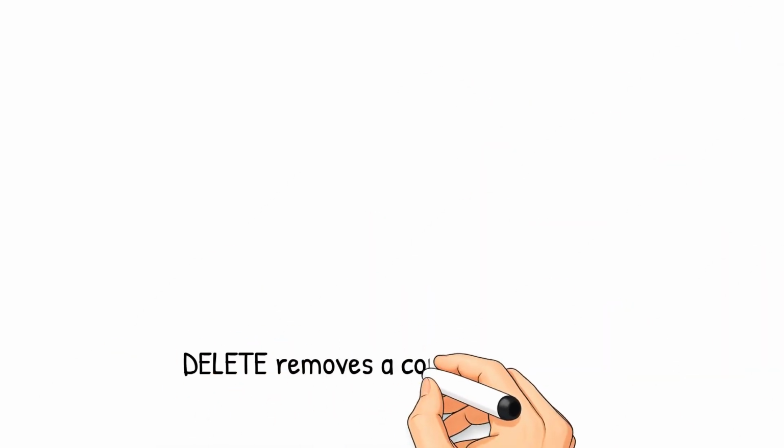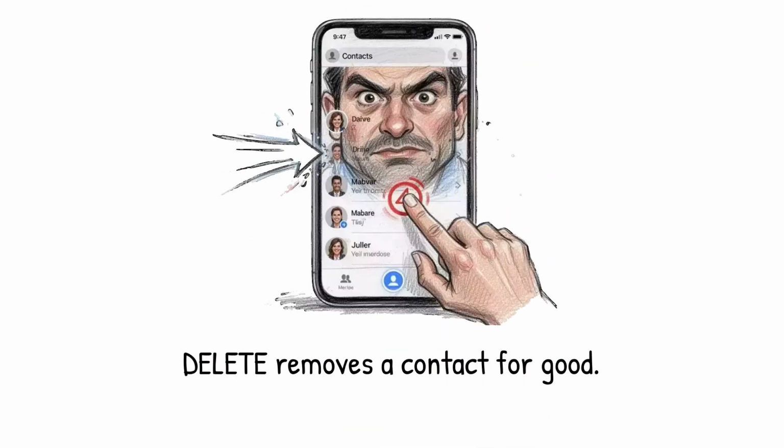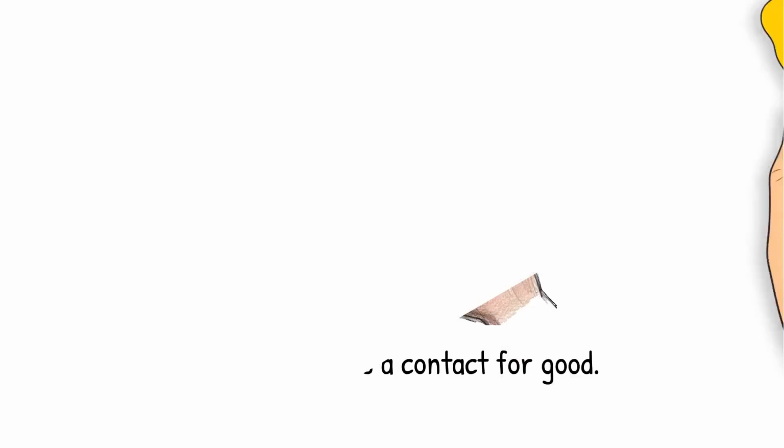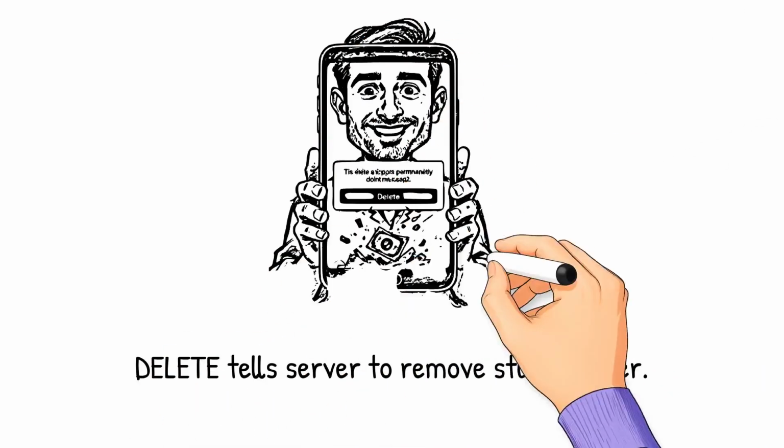And fourth, delete. This one is exactly what it sounds like. When you remove a contact from your phone and it disappears, that's a delete request. You're telling the server, clearly and simply, please get rid of this one for good.